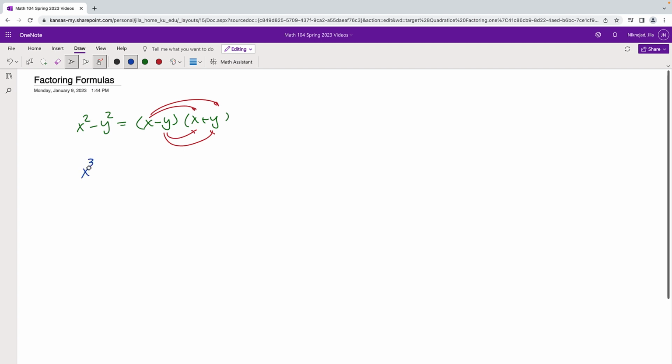Then we have x cubed minus y cubed, and this is going to be x minus y times x squared plus xy plus y squared. You can check this again by foiling to see the answer. Here we don't have factoring for x squared plus y squared into real factors, so that's out.